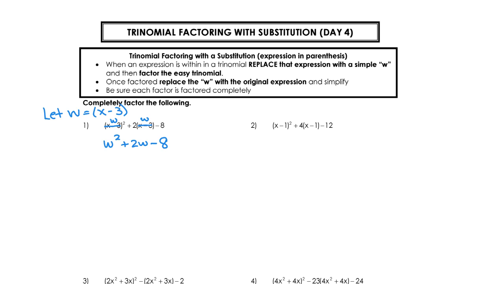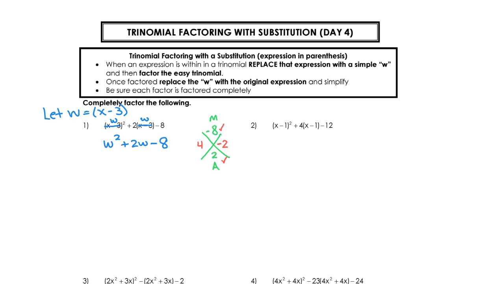So off to the side, we set up our x box. We're going to multiply to negative 8, and we're going to add to 2. And if we think about the numbers really quickly, I can go ahead and say that they must be 4 and 2. And to get a positive 2, I'm going to have to make this 2 negative. So that multiplies to negative 8. And if I add them, I get a positive 2.